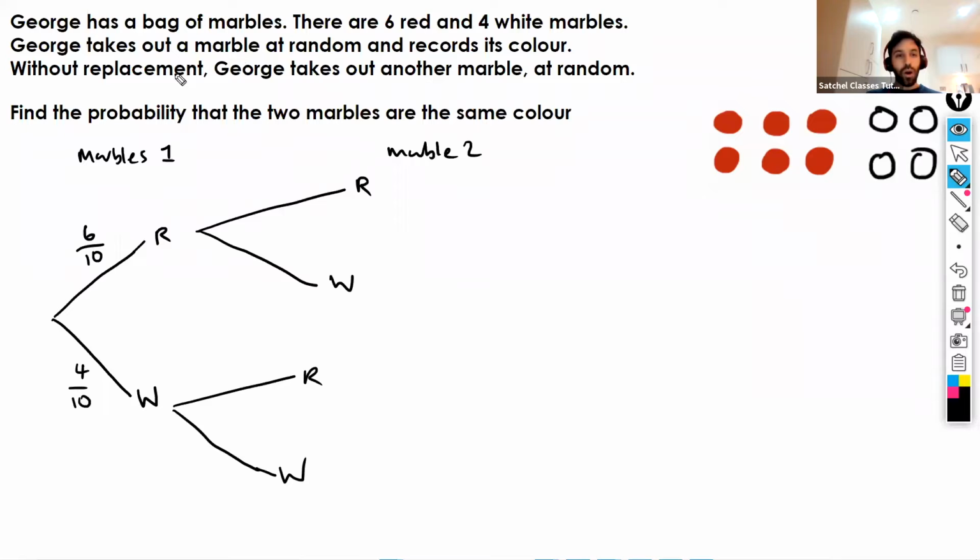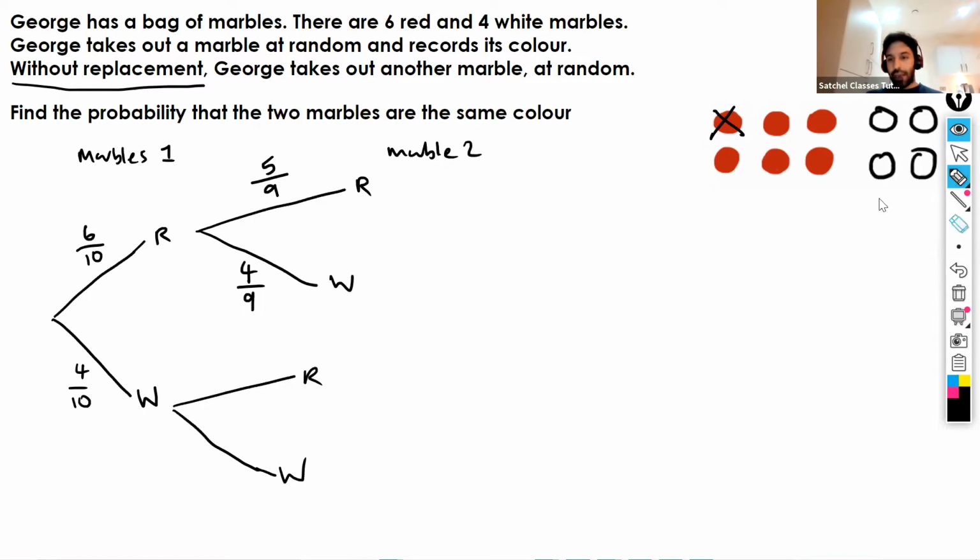However, the marbles are not replaced. So let's say if the first marble taken out was red, the second probabilities that we will get is we have 1, 2, 3, 4, 5 marbles remaining that are red out of a possible 9. And then the number of white marbles won't change if the first marble was red. So we'll still have 4 out of 9 marbles.